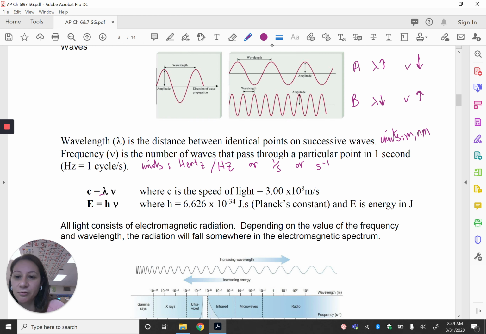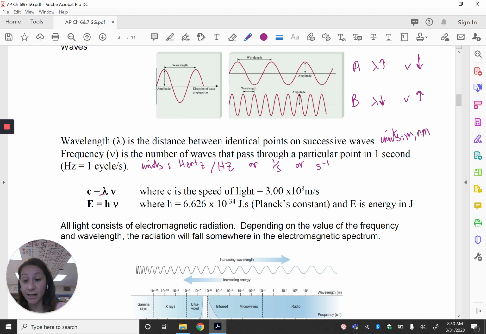Okay, so this is an inverse relationship, so as the wavelength increases, the frequency decreases, and vice versa. A lot of times on the AP exam, they want to ask qualitative questions as opposed to quantitative. So they'll ask you, this wave has a higher frequency. Tell me about its wavelength. And so it would have a lower or a shorter wavelength.